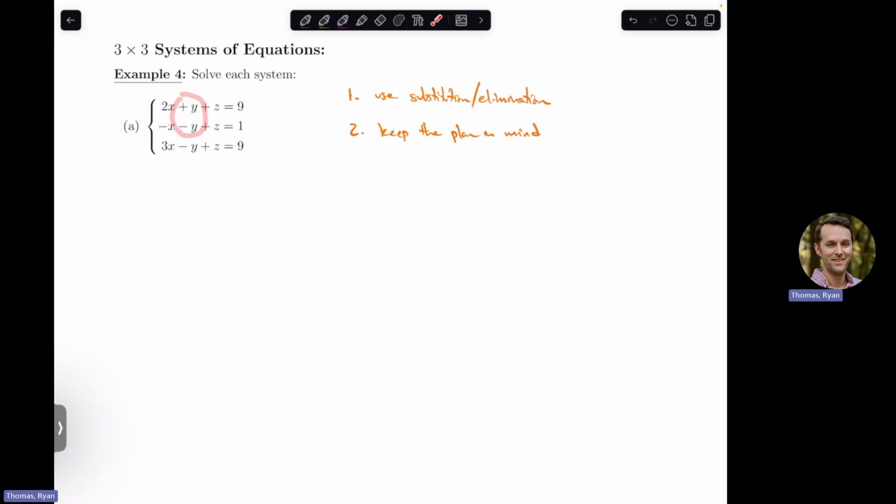But then if we're not sticking to that plan of eliminating y, you can end up doing things that work and that make sense, but just running around in circles, right? Chasing your own tail, not really getting anywhere. So, and then along with that, be organized.